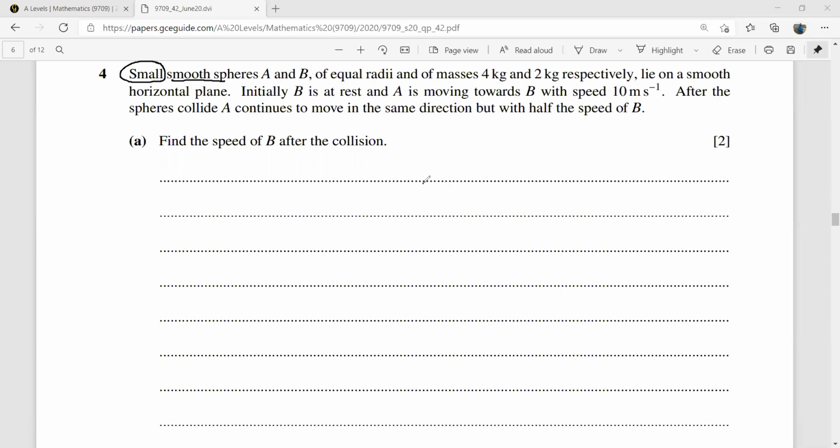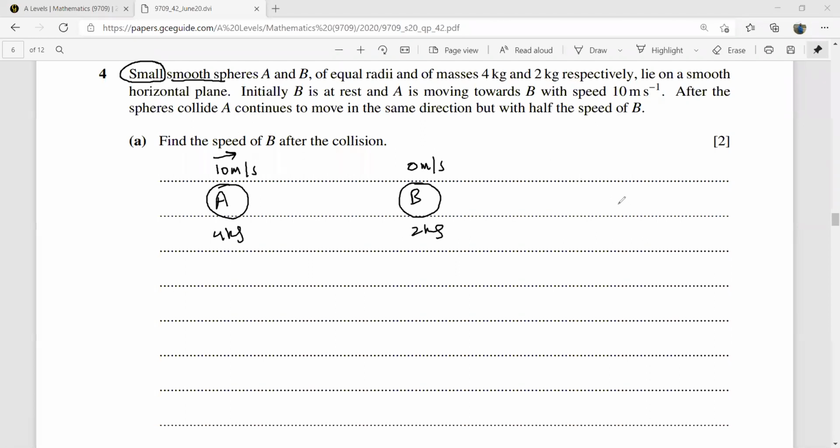So if this is your B here, and this one is A over here, B's speed is 0 meters per second, and A is moving towards B at 10 meters per second. A's mass is 4 kg and B's mass is 2 kg. It says after the spheres collide, A continues to move in the same direction but with half the speed of B. So we have the rule here.